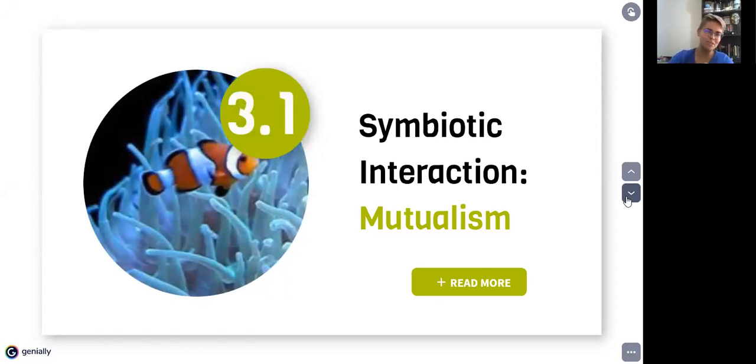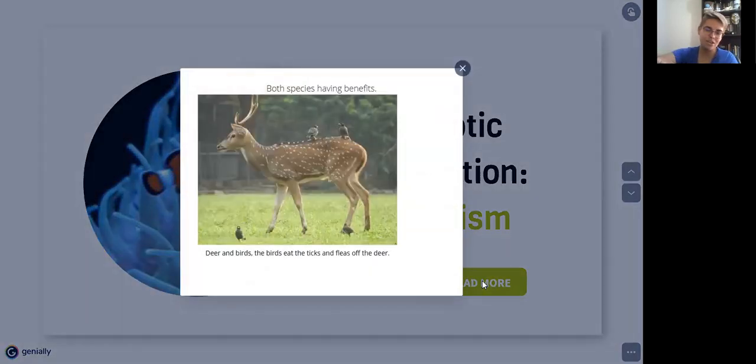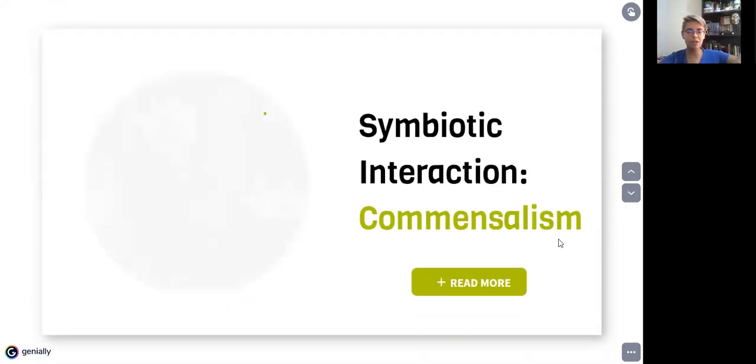I had some other examples here instead of the ones that I just made up. Well, mutualism. Again, remember this is positive, positive. For example, I have here the deer and birds. Birds eat the ticks and fleas of the deer, and so they can live together happily ever after. Or we have the anemone and the clownfish. The clownfish gets shelter and protection, and the anemone gets rid of unwanted visitors, something like that.